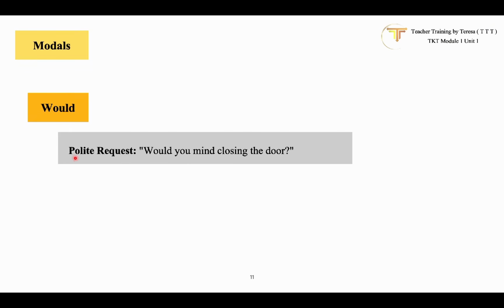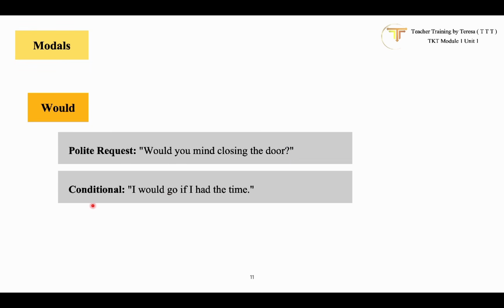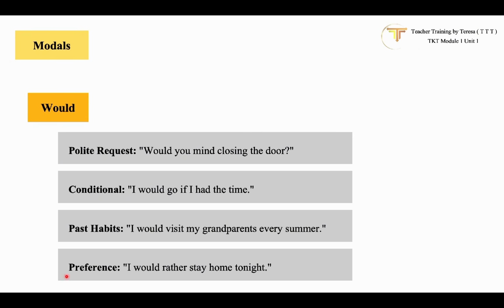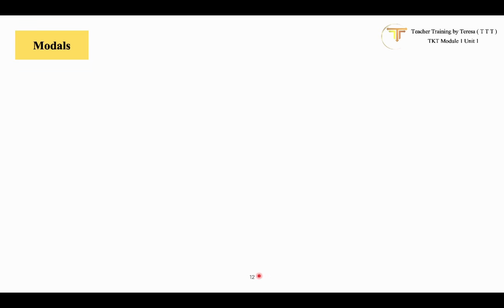Would. Polite request, would you mind closing the door? Conditional, I would go if I had the time. Past habits, I would visit my grandparents every summer. Preference, I would rather stay home tonight.